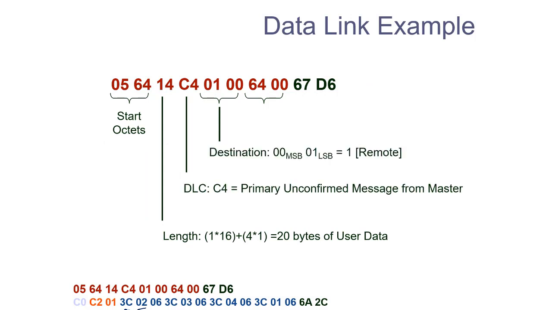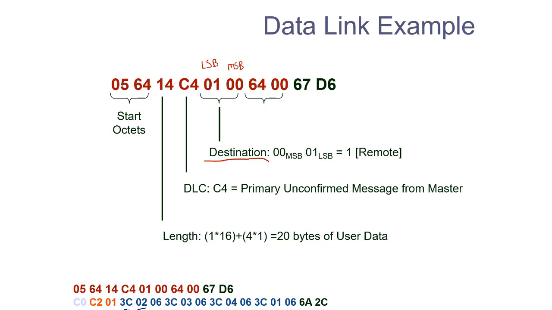Let's have a look now at the next 2 bytes. The next 2 bytes are the destination address. Now, what's important to realize when these bytes are all lined up in a row here is that this is actually the least significant bit, and this is the most significant bit.